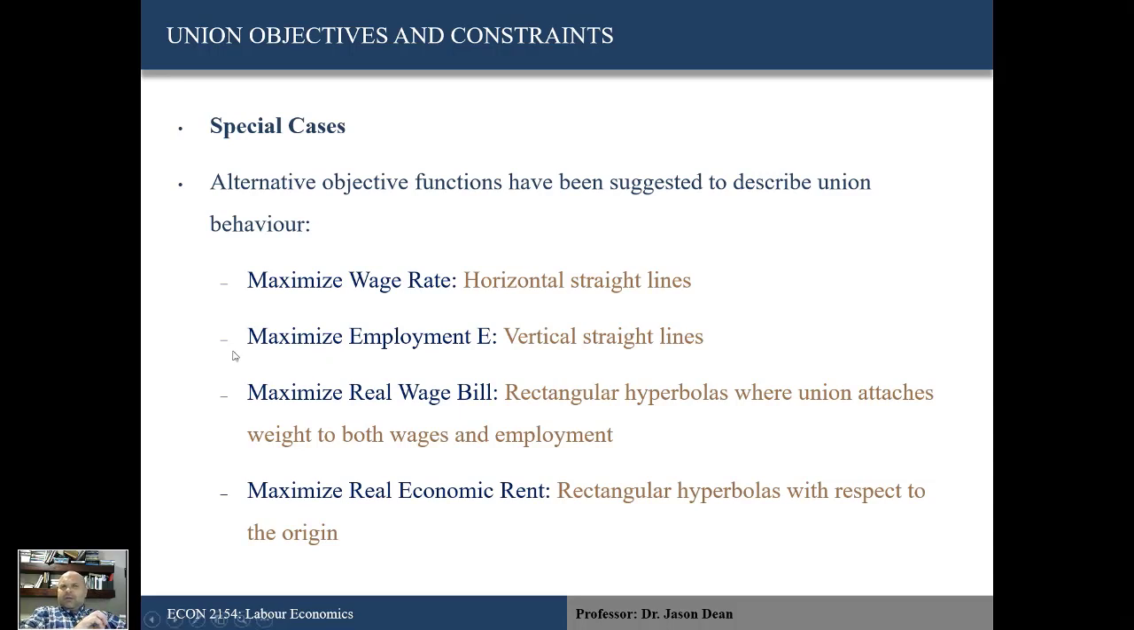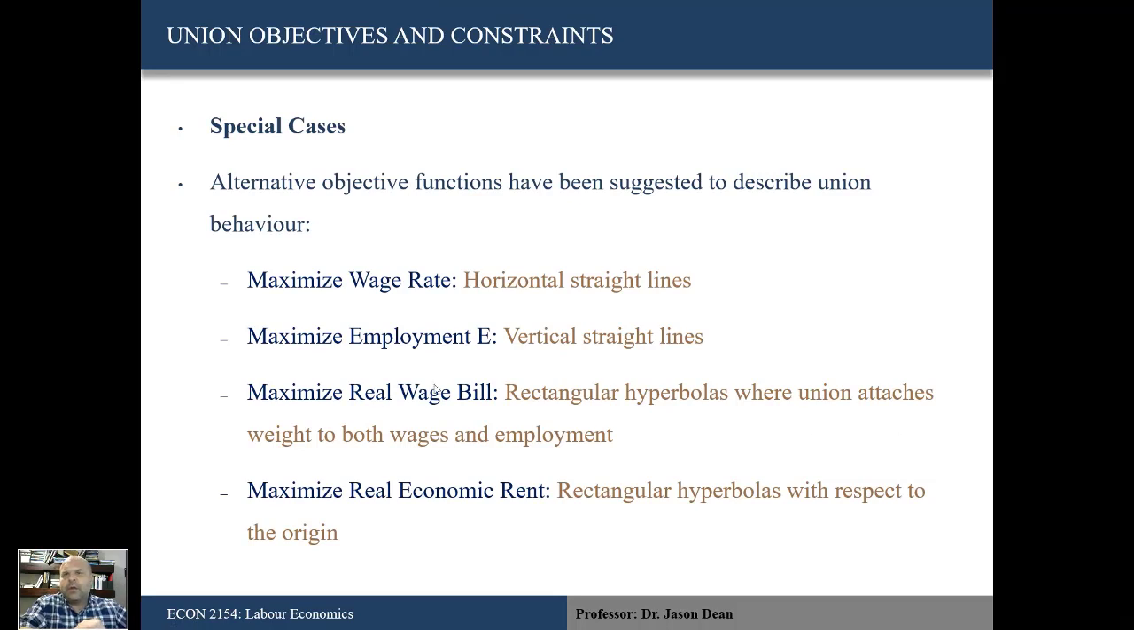The other option would be if they just cared about employment. In that case, the indifference curves would just be vertical straight lines. And the other option is to maximize the real wage bill. In this case, they're just interested in maximizing the wages times the level of employment. Okay, and you would end up with a rectangular hyperbola where the union attaches weight to both wages and employment.